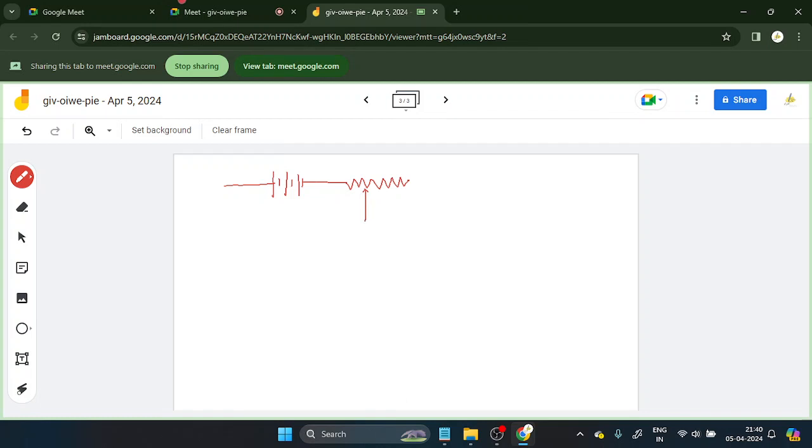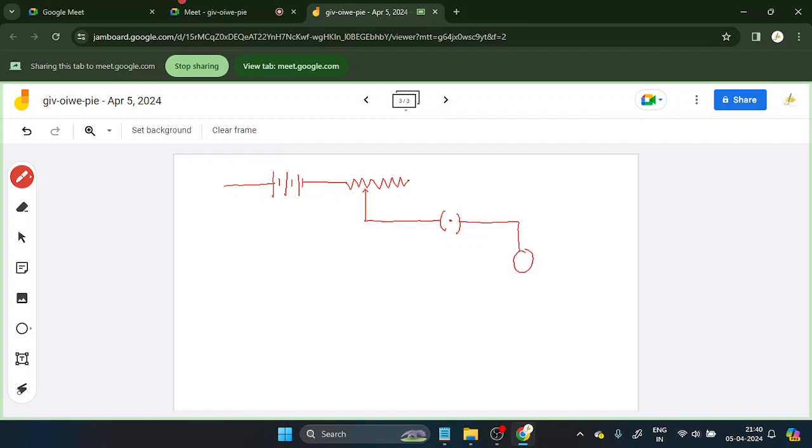Okay, I will also show you how that rheostat looks like. Okay, don't worry. So this is the rheostat. And this rheostat is connected to the switch K. Okay, an ammeter A.